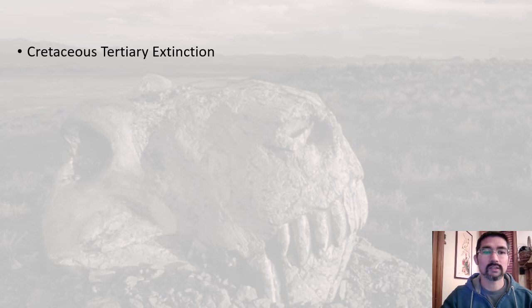So the next extinction event I want to talk about is probably the most famous mass extinction that there is. This is the Cretaceous Tertiary extinction, also known as the KT extinction. I believe it's called the KT extinction because there was a German scientist who hypothesized about it. Anyways, in Germany, I guess they use K instead of C for Cretaceous, so KT extinction means Cretaceous Tertiary extinction.